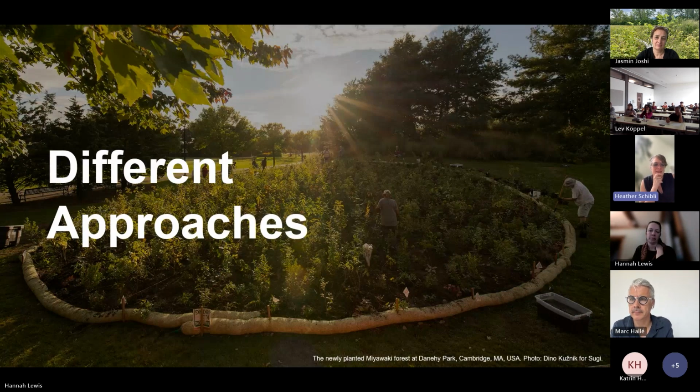Okay, since the Miyawaki method has expanded throughout the globe and is practiced by various groups, some variation to the methodology has inadvertently arisen. So let's take a look at a few.